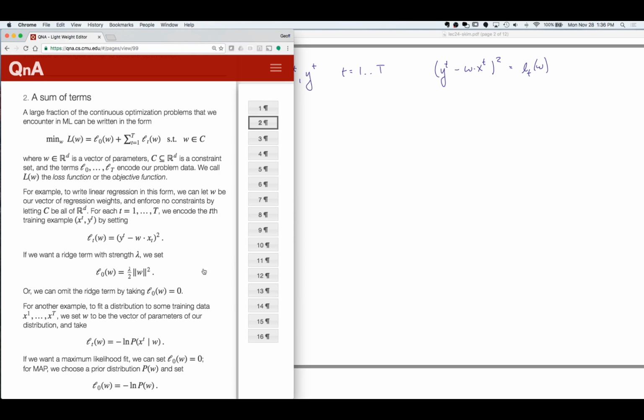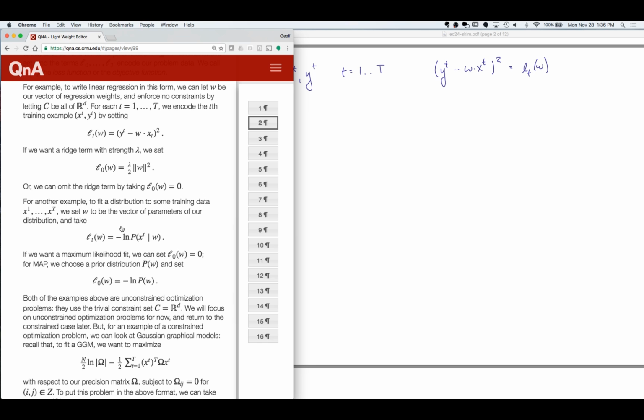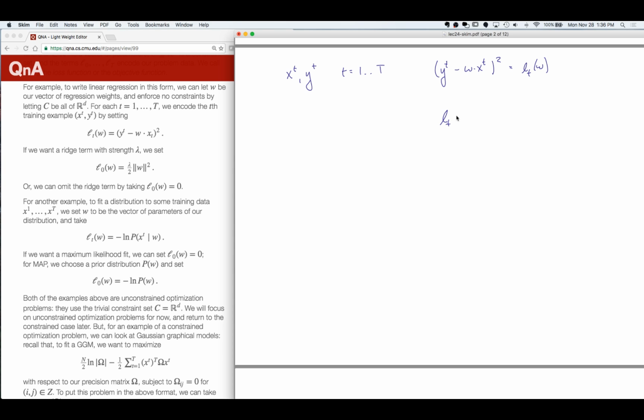Another common example is maximum likelihood. We have training data x1 through xt, and we set w to be the vector of parameters of our distribution. We've often called that theta, but right now we're calling it w. We set little lt to be the negative log likelihood of xt given w. We could also do something similar by setting little lt equals minus log p of xt given w and yt.